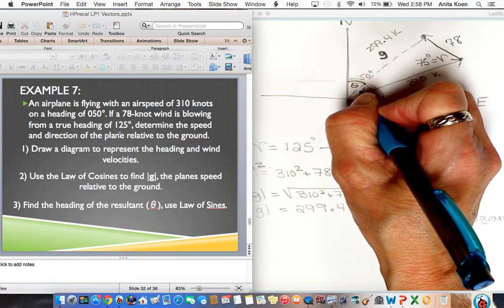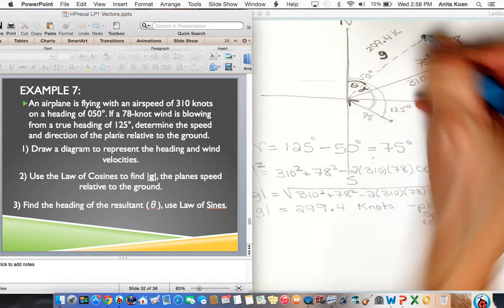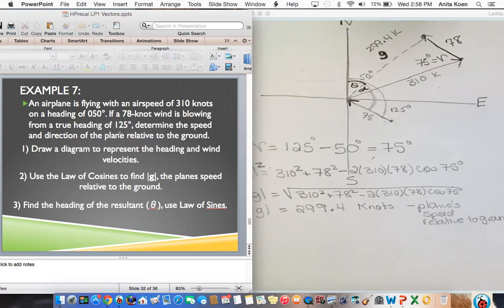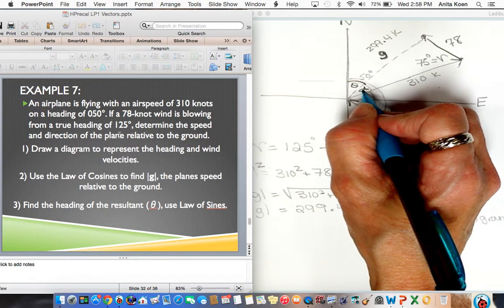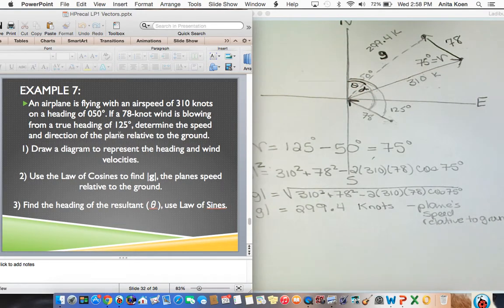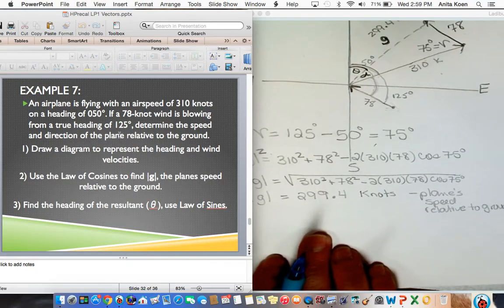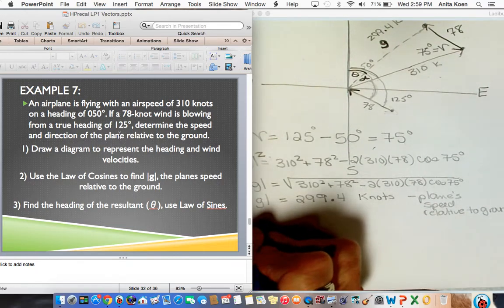Alright, well, this angle, I'm going to call it alpha, is inside of my triangle here. So I could use my law of sines to find alpha. And then if I took that and subtracted it from the 50, I would have my theta. So let's go ahead and do that. I'm going to slide this up just a little bit. I hope you can still see that. Okay, so I'm going to use the law of sines.